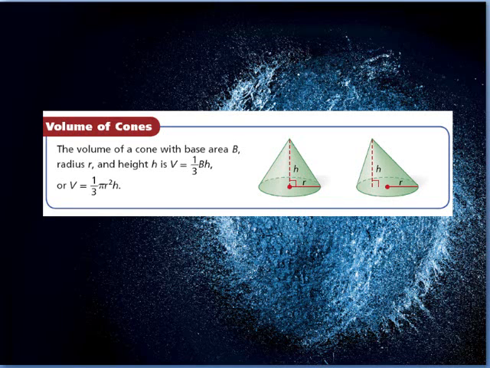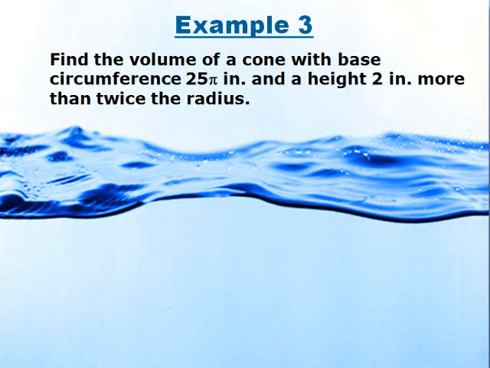Now we're going to look for the volume of cones. The equation here is also 1/3 times the area of the base times the height. For a cone, we know that we have a circle for the base, so they rewrote it here as 1/3 times pi r squared times the height. But it's still the same equation that we're using for the volume of a pyramid.